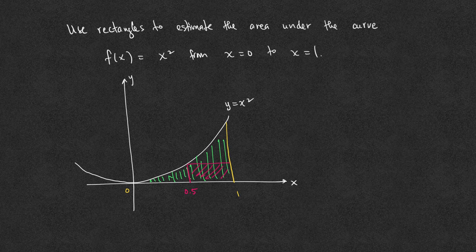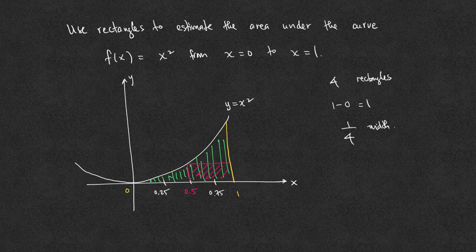In this case, using only 2 rectangles would give us a very bad estimate, so perhaps we would use 4. If we use 4 rectangles, then this time we take the length of the width, which is 1 minus 0, and we divide it by 4 to get the width of each rectangle. And so we take the interval 0 to 1 and we cut it into 4. The endpoints are 0, and then 0.25, 0.5, 0.75, and 1.